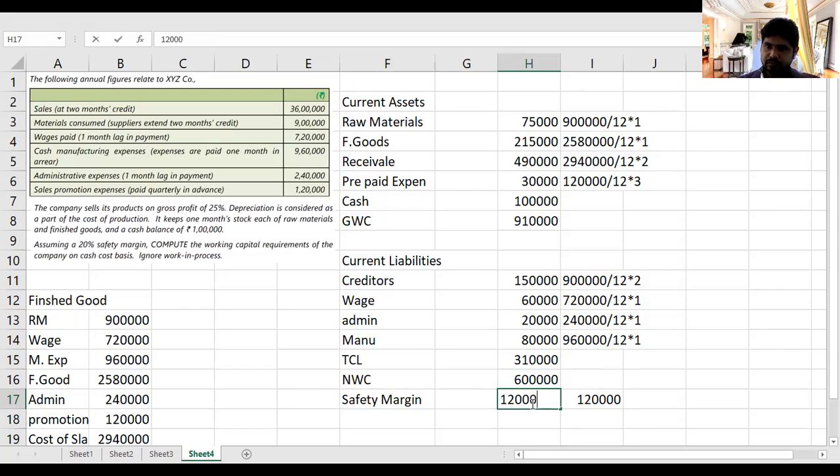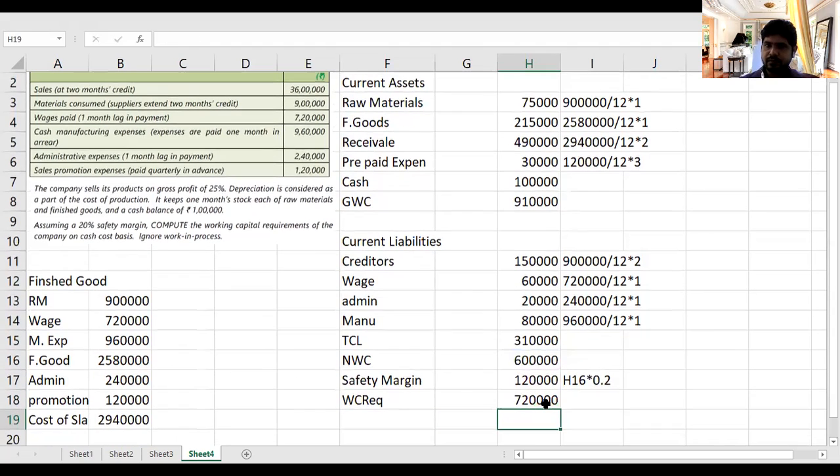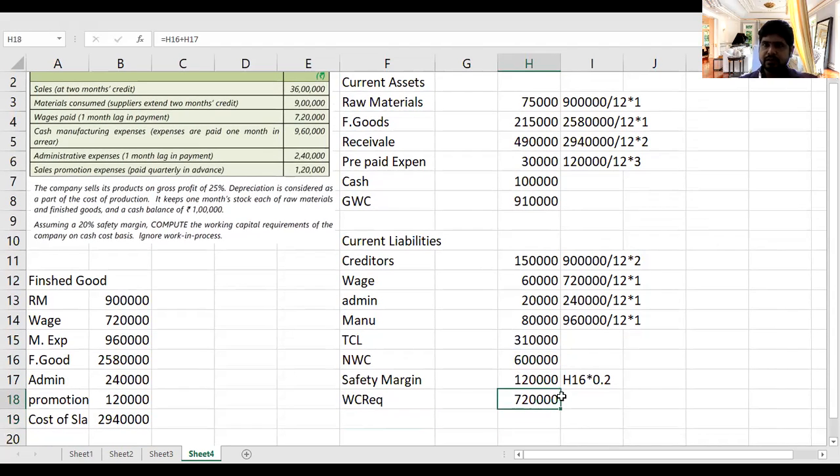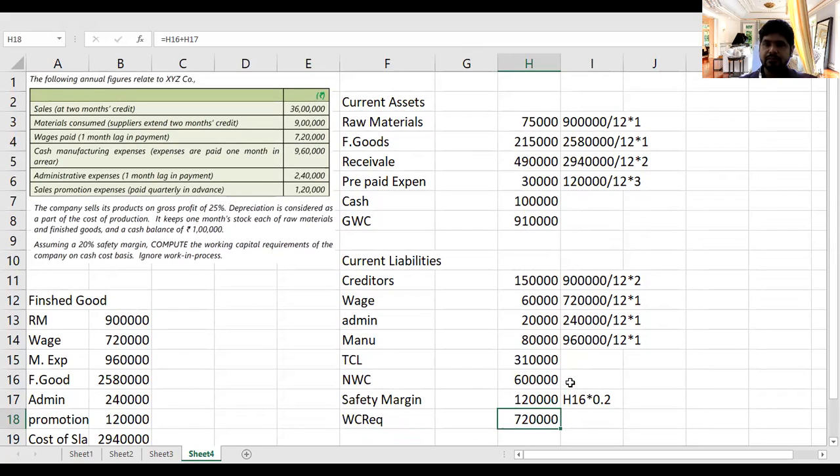$120,000. And how much working capital requirement? Then how much working capital requirement? And the working capital requirement is net working capital 600,000 plus $720,000, right? Any questions to ask in this regard, Sam?